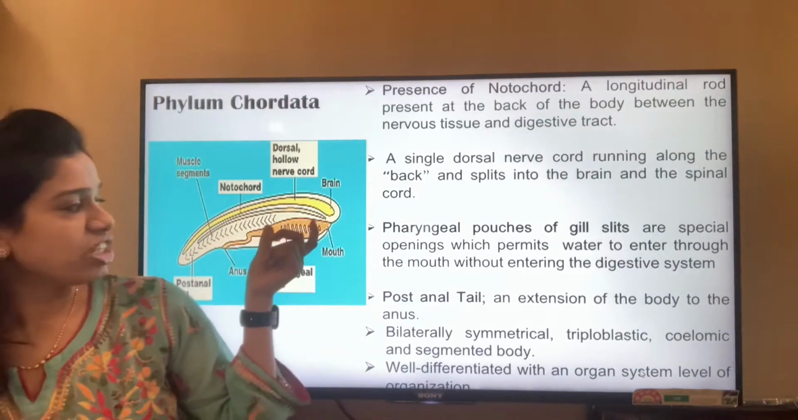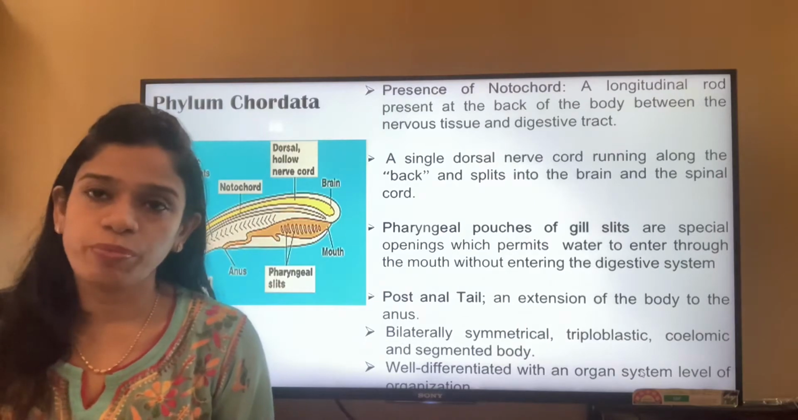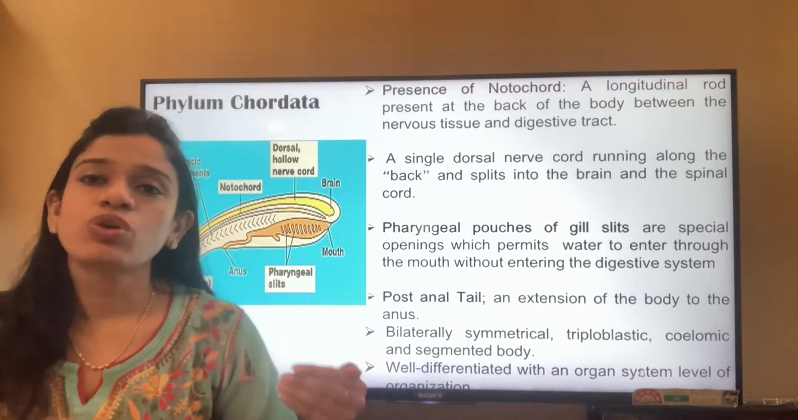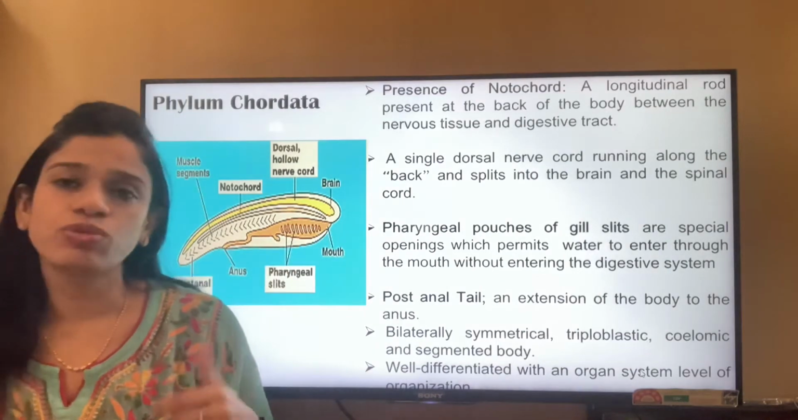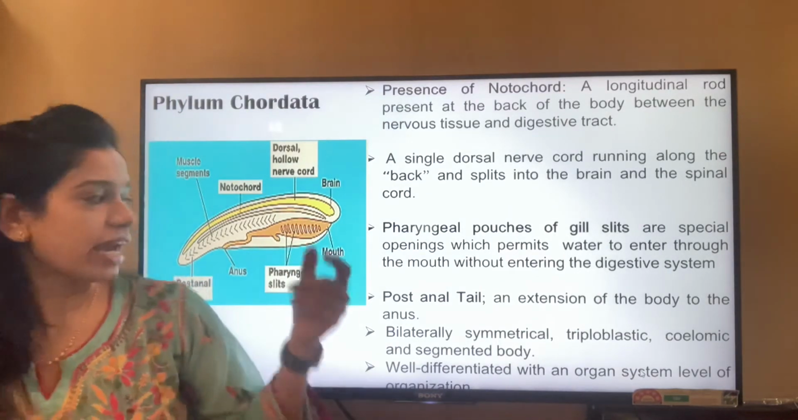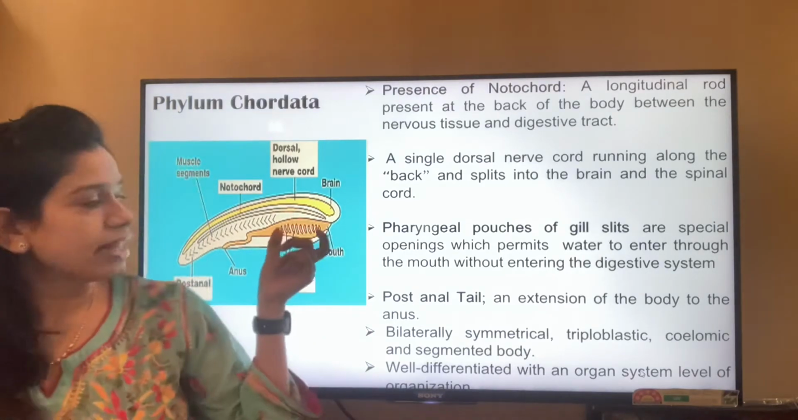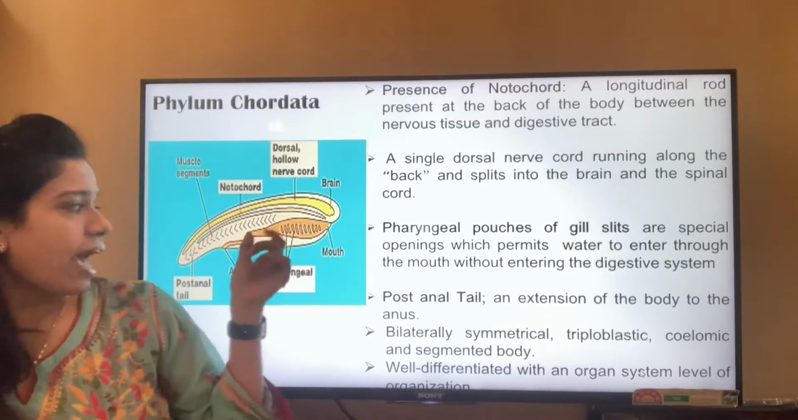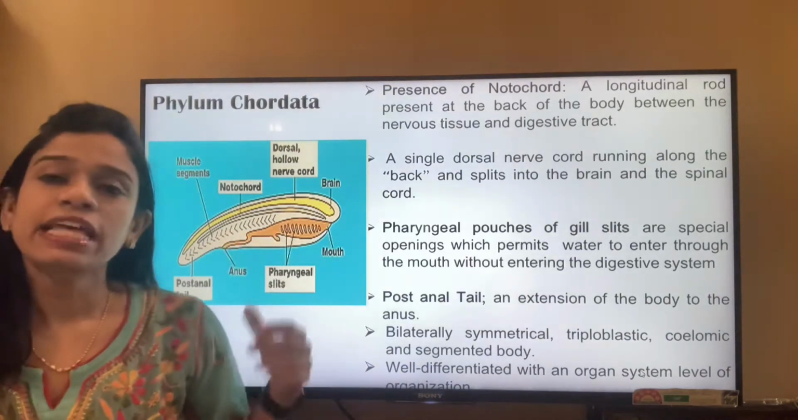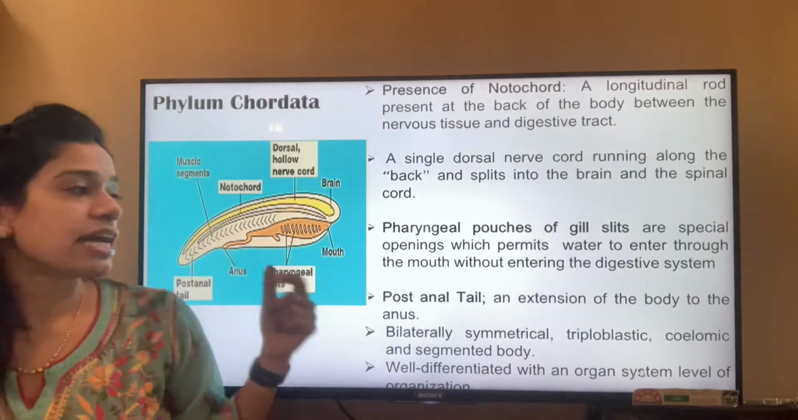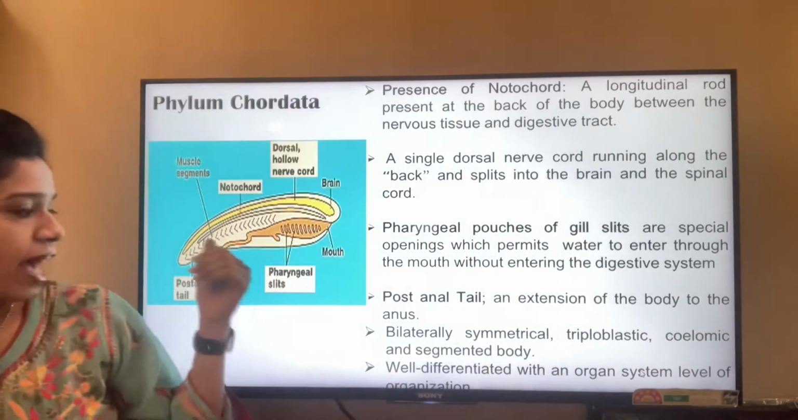Following is the pharyngeal gill slits, which help in the process of respiration or breathing in water. So the water enters through these gill slits instead of going inside through the digestive tract, and here the dissolved oxygen is taken from the water and the excess water is given out. And finally, the post-anal tail. This post-anal tail is an extension of the body which extends till beyond the anus.